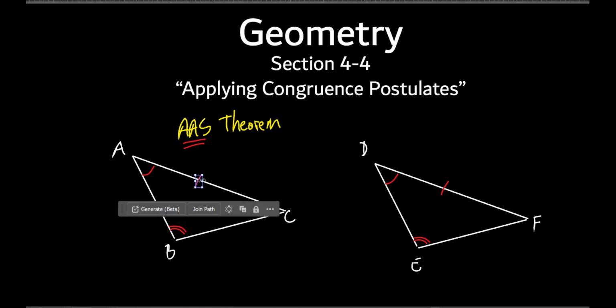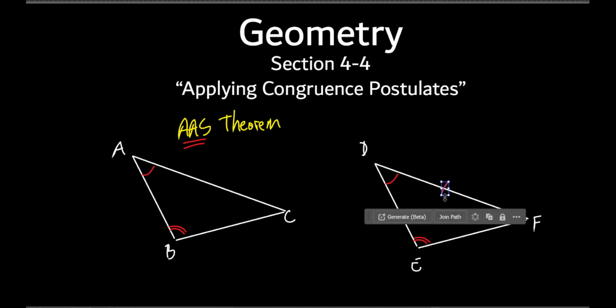What if I told you that this side was equal to that side? Now, why are these triangles congruent now? Angle, side, angle. All right, so the reason why the triangles are congruent could be for different reasons. Even though I'm given 2 angles and one side, it all depends on where that side is.